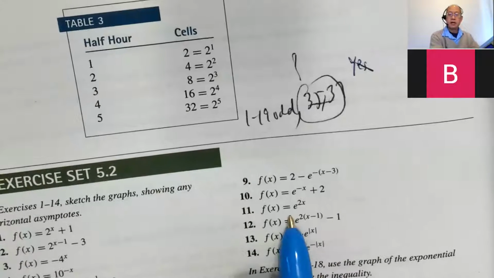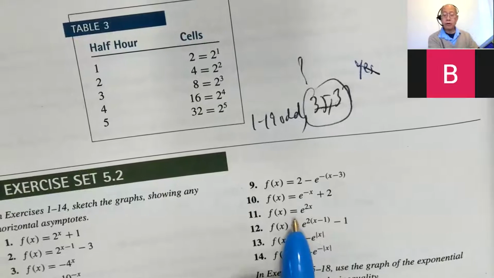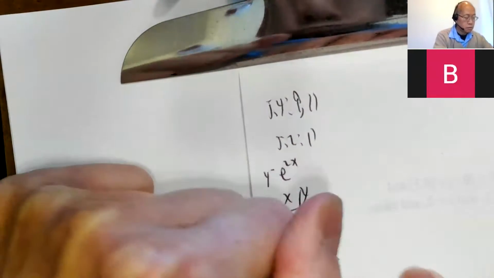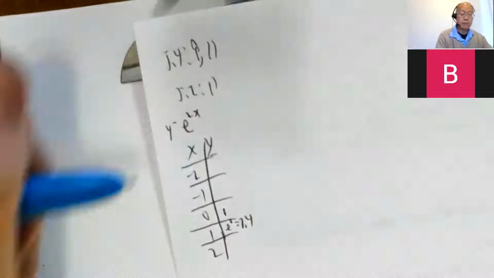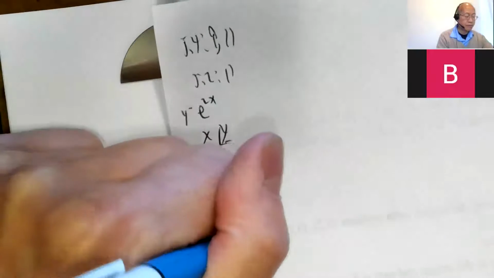5.2, 11, e to the 2x. Okay, yeah, I made a table. I know I did it today, but it's going to take me too long to find out where it was. You can always go back and watch the video, but I just plugged in numbers for e to the 2x. I just went like this. I know this is 1. This is e squared. And I think that was about 7.4. This e to the 4th, I think it was like 54 something.